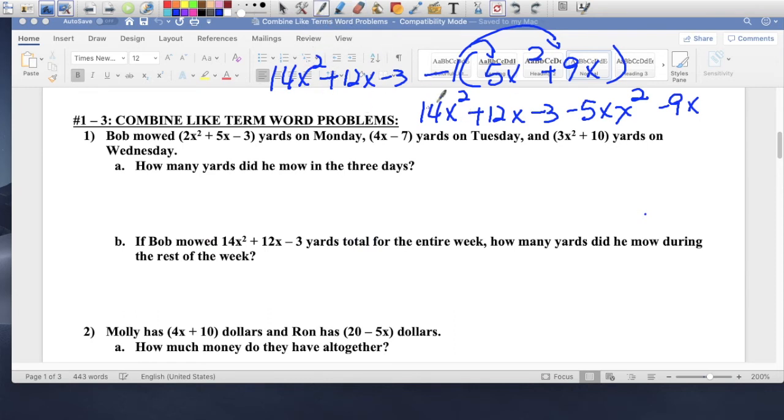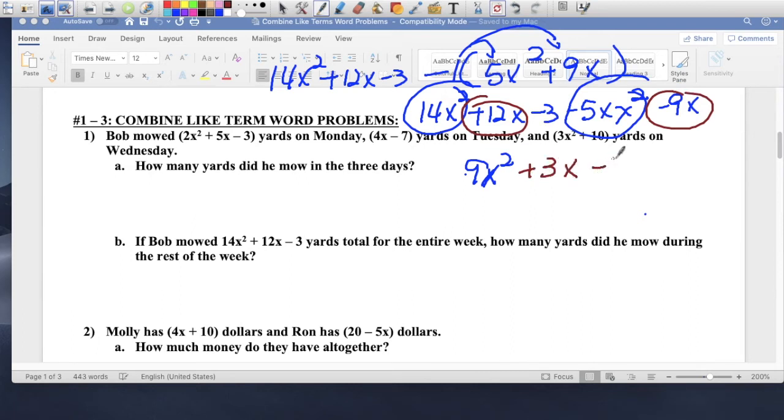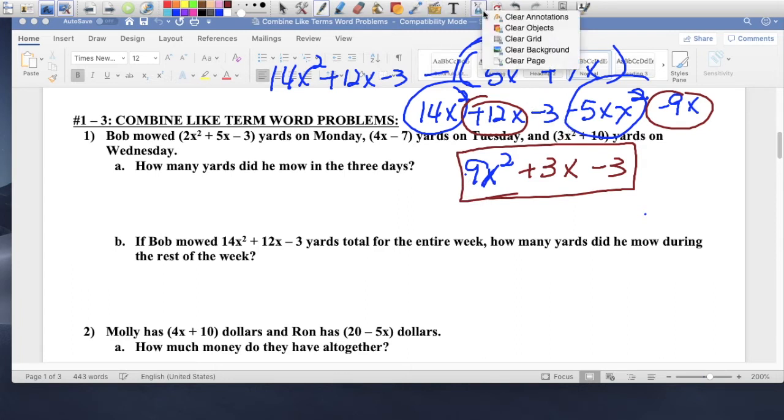So now I can combine my terms. This one with this one. 14x squared minus 5x squared is 9x squared. 12x minus 9x is plus 3x, and then minus 3. So this is how much he mowed for the rest of the week. Okay.